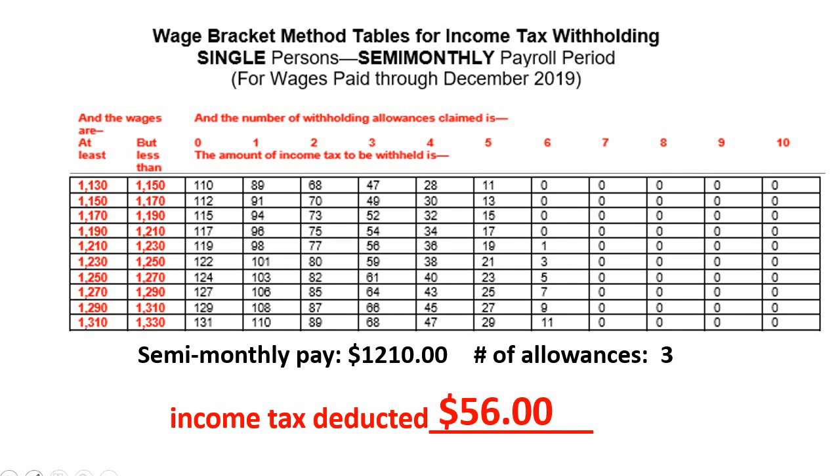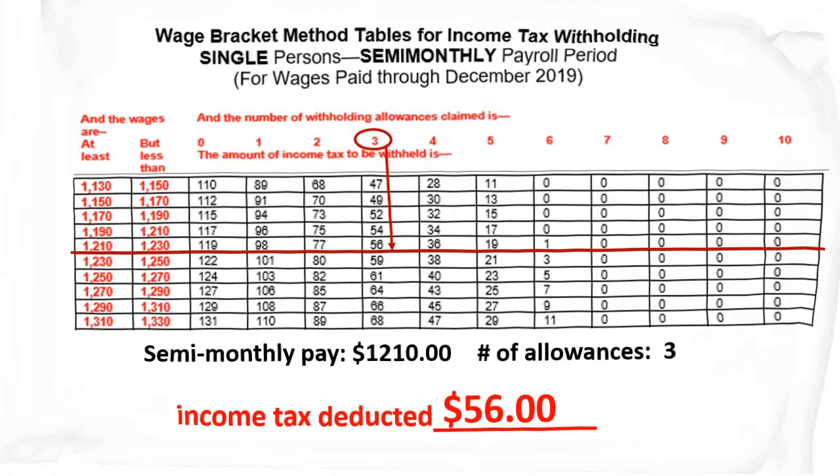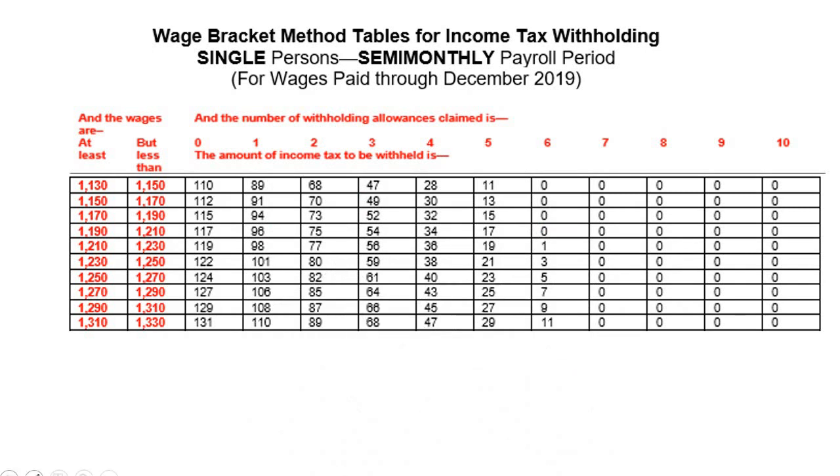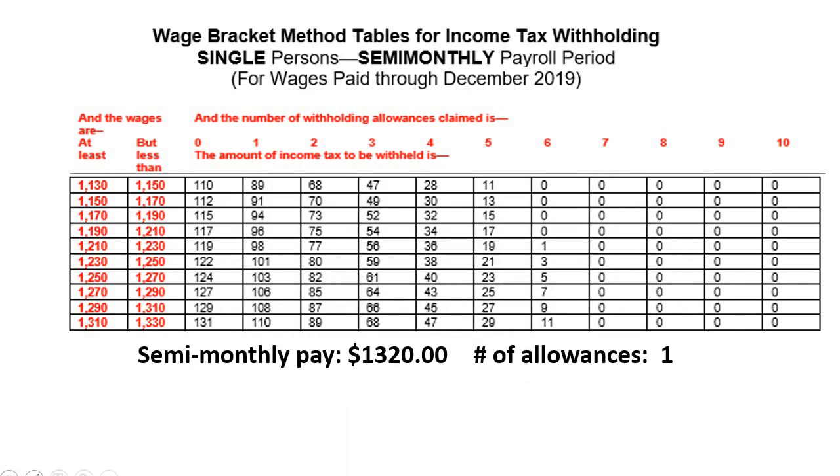Again, how we do it is not brand new. First, we always determine the row because it's 1210 and that number's in the list. We always take the lower row. It's 3 allowances, so now we've got our column, and boom, we just come right down the column. There's the 56. There's our answer. Nicely done.